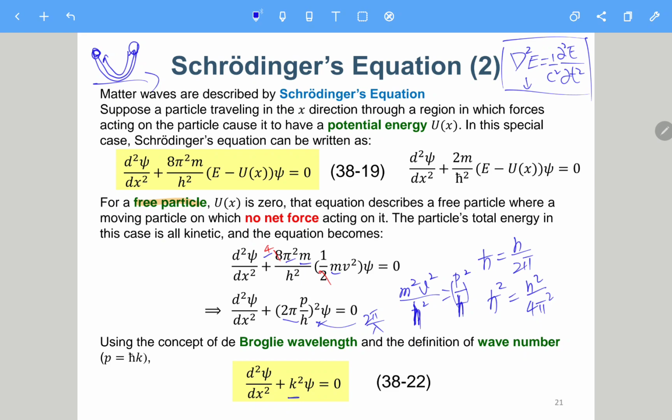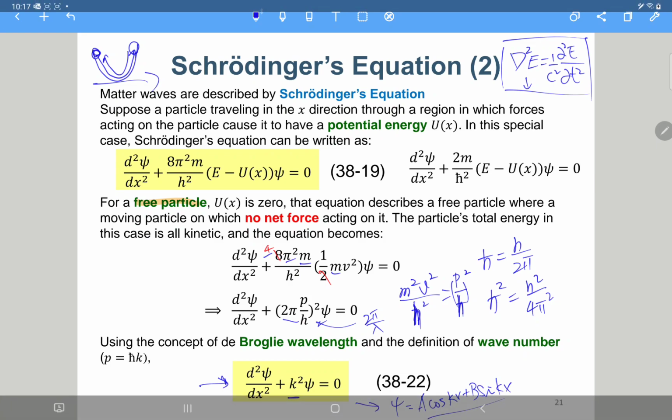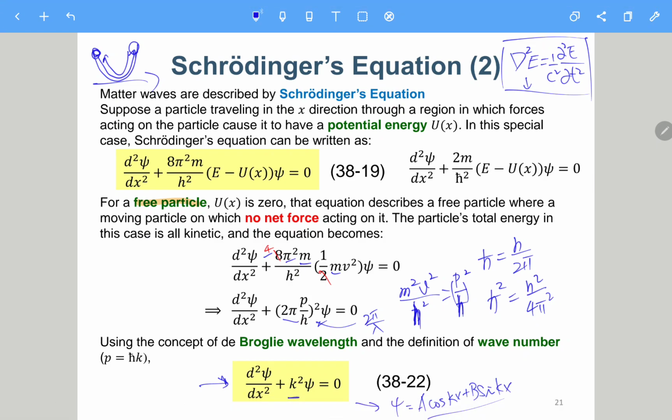So for the free particle, the Schrödinger equation becomes this form. This is a second order constant coefficient ODE. So you know the solution for this one will be nothing but, if you still remember, you can write the solution to be like a cosine kx plus b sine kx. But actually here we don't try to write it like this, we try to write it as a complex function.